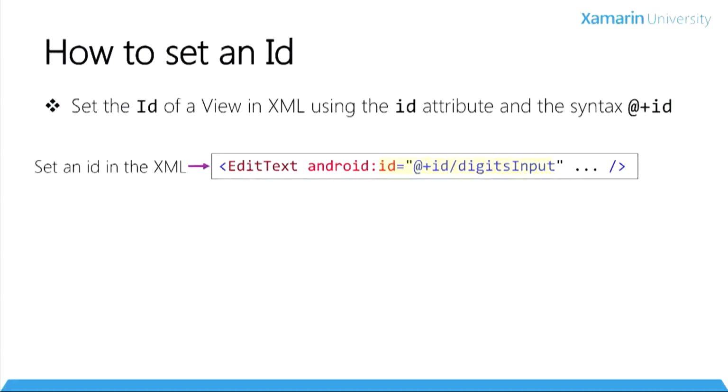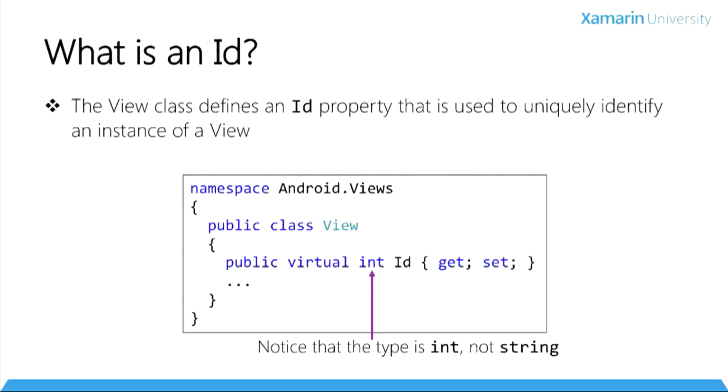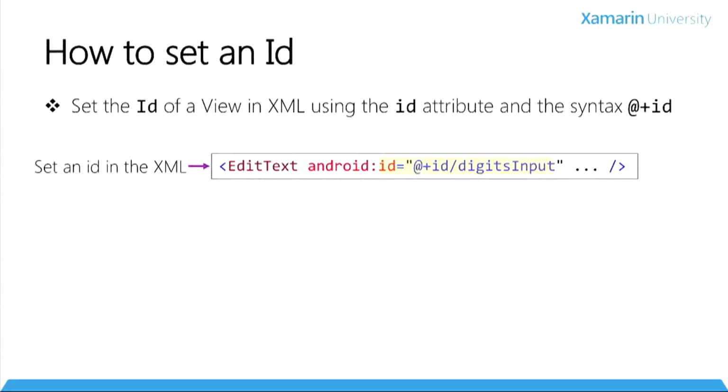Here's how you set it in the XML. So I have an edit text. An edit text is a view, so it has an ID property. In XML, I use lowercase ID to set the uppercase ID property on that edit text element. Remember that the ID property is actually an int, and when you're setting it there, it looks like a string. This first bit, @ plus ID, and then the slash, all that stuff's required.